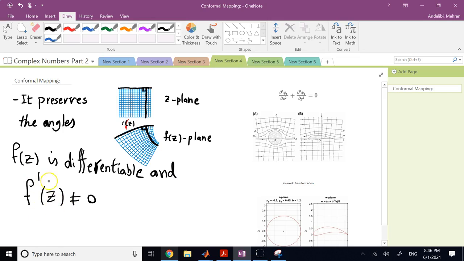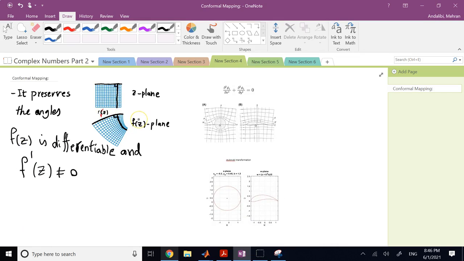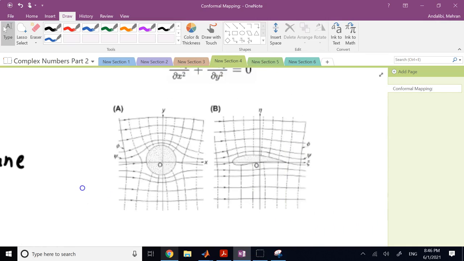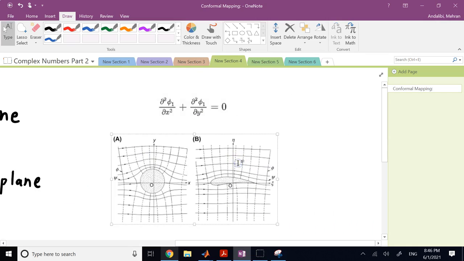And if the first derivative of f with respect to z at any point is not equal to 0, then we can say f of z could provide a conformal mapping. Now, what's the importance of this? What's the use of this in engineering? As I said, one of the places that conformal mapping can be used is fluid flow around objects, the potential fields, and how the fluid, any water, whatever, is flowing around an obstacle, an object that is on its way.